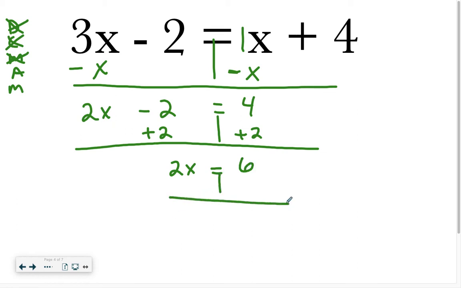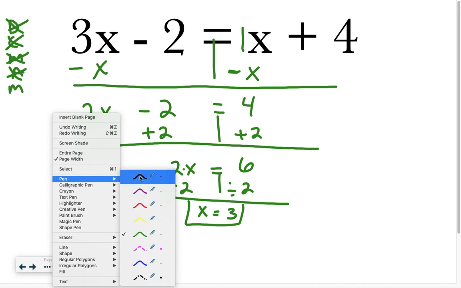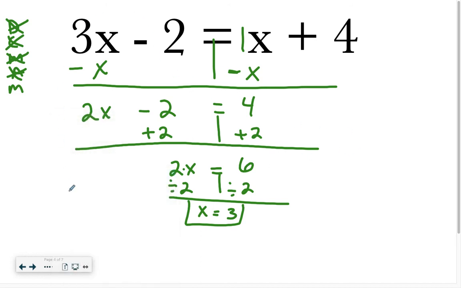And now I have nothing left to add or subtract, so I'm going to look at multiply, divide. 2 times x, so I'm going to divide both sides by 2. And I have x equals 3. And that is my answer. What I can do now is check, is that right? So I would have 3 times 3 minus 2. So 3 times 3 is 9 minus 2. That's a 7 on that side of the equal sign. And then I have a 3 plus 4, which is 7.